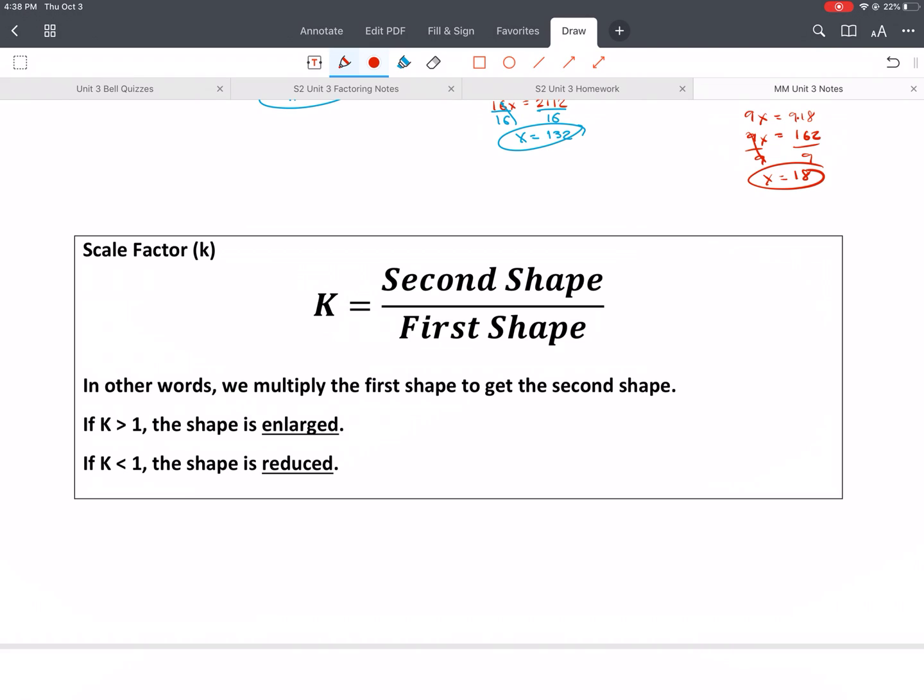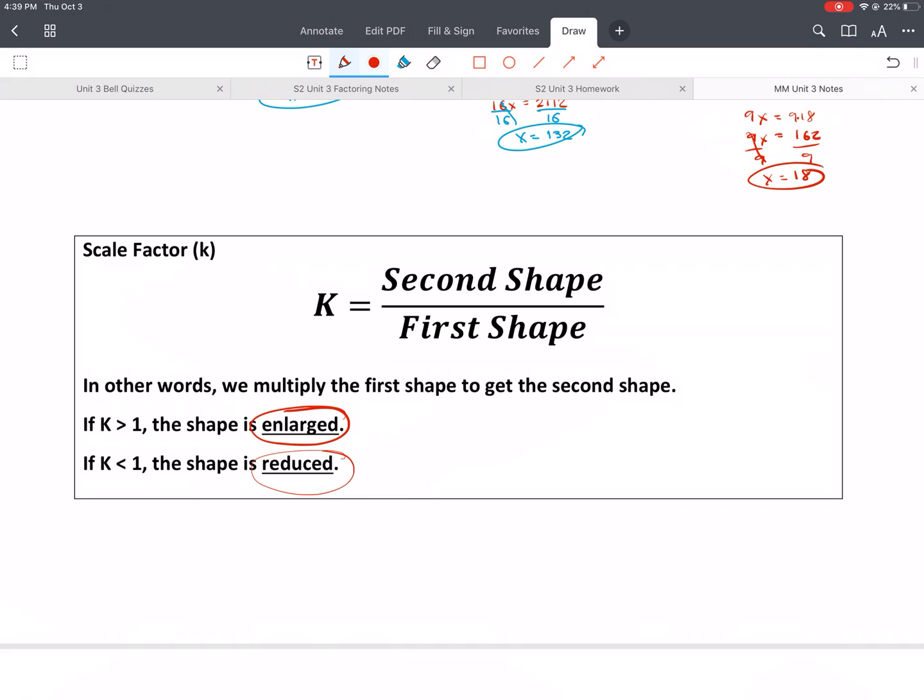A good example of scale factor in the real world is maybe if you needed to take a picture of a person and then zoom it or blow it up for a billboard, okay? So obviously the picture of the person on the billboard is going to be much bigger than the person in real life. So if k is greater than 1, the image, or the shape, is enlarged. The triangle gets bigger. Okay, if the scale factor is less than 1, it's reducing.